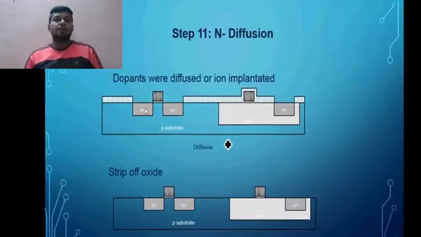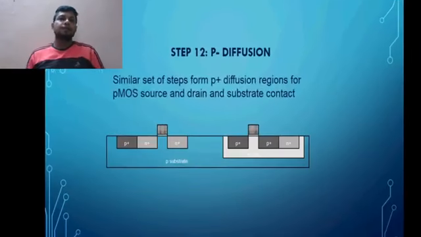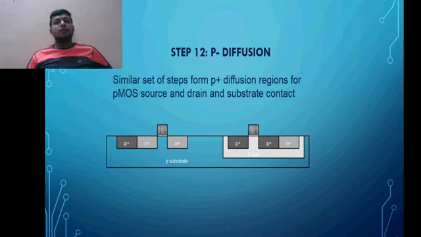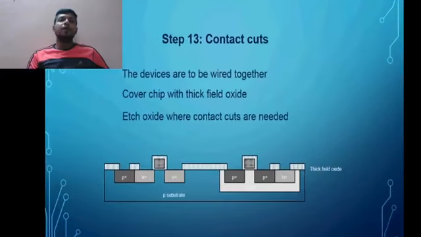So in this step, the dopants were diffused. Here you can see the N plus ion implantation. Again, we'll strip off the oxide layers. Similarly, the steps form P plus diffusion regions for the PMOS source and drain and substrate connections. So the devices are to be wired together.